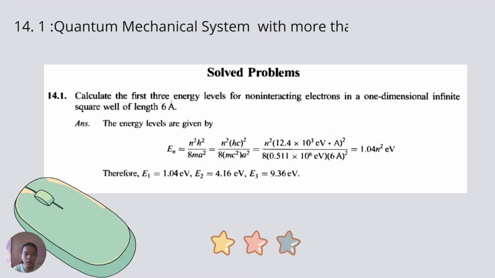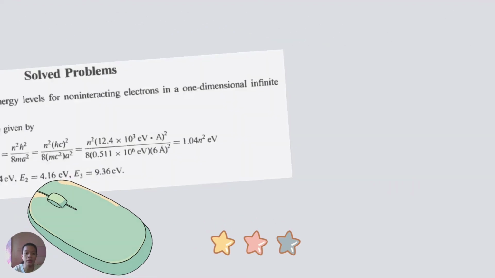For 12.4 times 10 to the power 3, h is the Planck constant and c is the speed of light, and then we convert to eV, and we get 12.4 times 10 to the power 3. For mc squared, m is the mass of the electron and c is the speed of light. We get the answers E1 equal to 1.04, E2 equal to 4.16, and E3 equal to 39.36 eV.